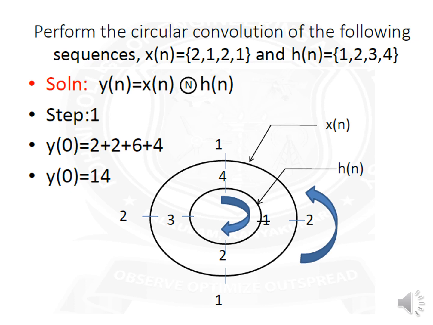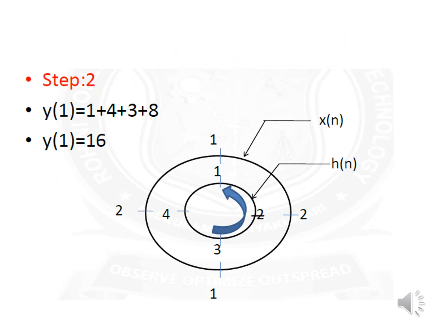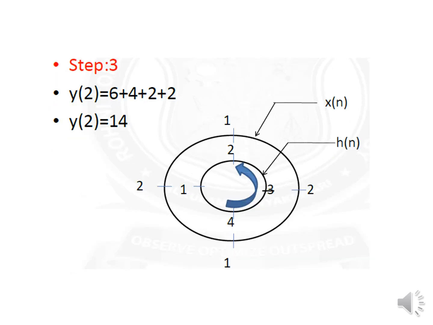Same as the previous one, by using the same concept we multiply the values in the corresponding positions, and finally adding, we get the value y of 0. Similarly for y of 1, the inner circle is shifted once in the anti-clockwise direction, and we multiply and add to get y of 1. Similarly in step 3, the inner circle is again rotated once in the anti-clockwise direction, the corresponding values are multiplied in each position, and finally adding, we get y of 2.